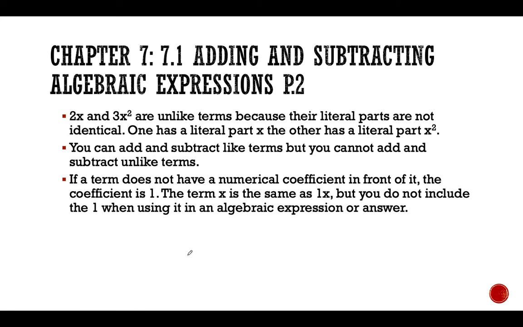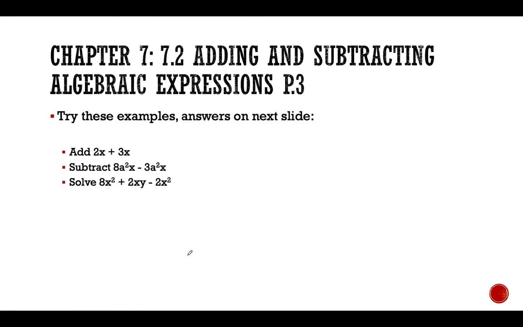If a term doesn't have a numerical coefficient in front of it, then the coefficient is assumed to be 1. The term x is the same as 1x, but you don't need to include the 1 when using it in an algebraic expression or answer. Try these examples. The answers are on the next slide.